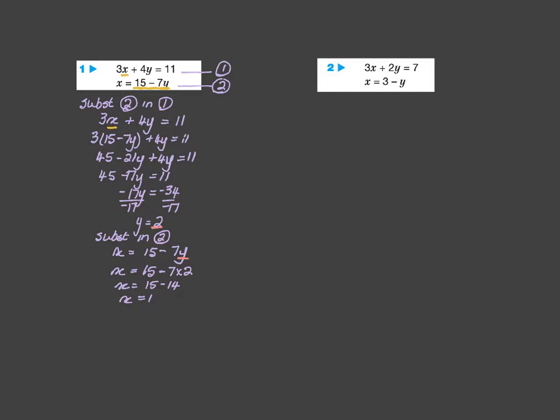Number 2, 3x plus 2y equal to 7 is equation 1, and x equal to 3 minus y is equation 2. This is the same as number 1, where equation 2 has got x equal to, and so it's going to be easier for me to put the 3 minus y in the place of x. Let's just show you that. 3 minus y is going to go there. So I'm substituting equation 2 into equation 1.